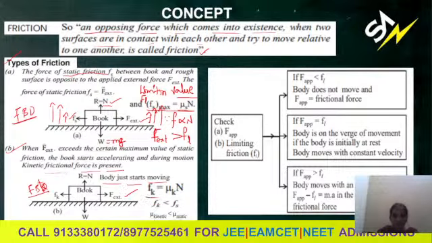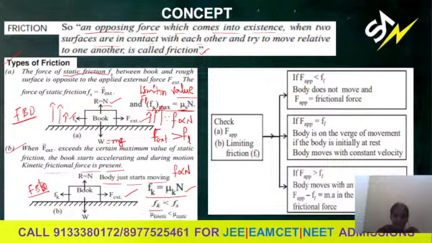So with this applied force, kinetic friction opposes the motion. The kinetic friction value is equal to mu k into N, because frictional force always depends upon the normal reaction, where mu is called the coefficient of friction. If it is mu s, we call it the coefficient of static friction. If it is mu k, kinetic friction plays its role when the body just starts moving.